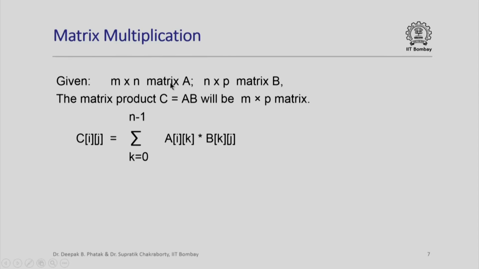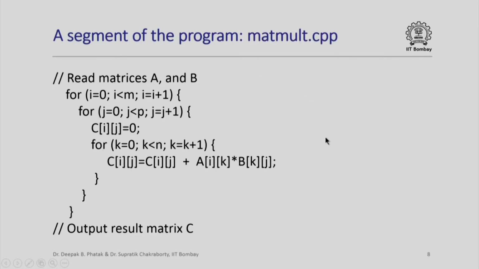If I have an m by n matrix A, an n by p matrix B, then the matrix product C equal to AB will be an m by p matrix, and this is nothing but summation over k equal to 0 to n minus 1 of Aik multiplied by Bkj. This summation will give you the value of Cij. Obviously, one needs to calculate this entire summation for each possible value of i and j, which will actually be an m rows and p column matrix. Having understood this, it is a simple matter to write a program.